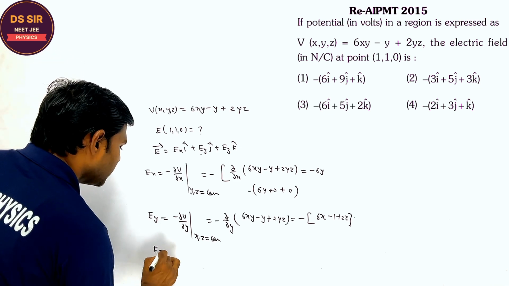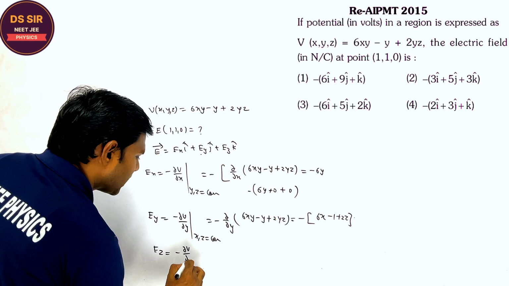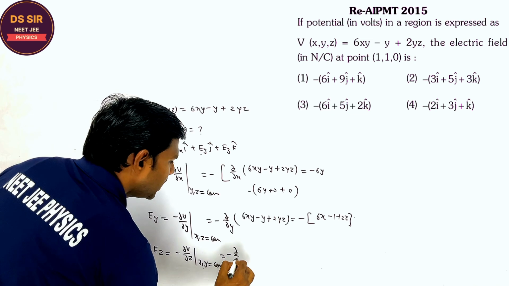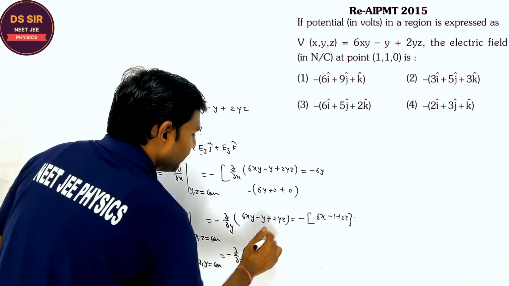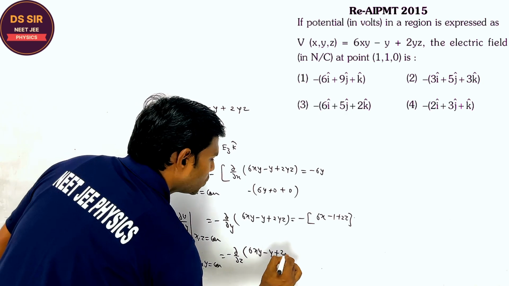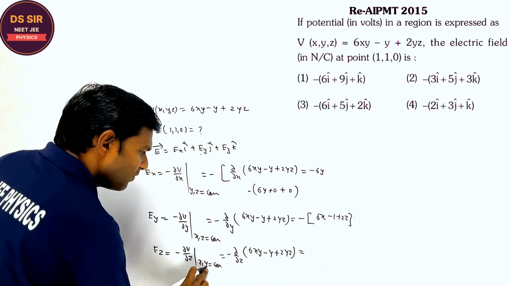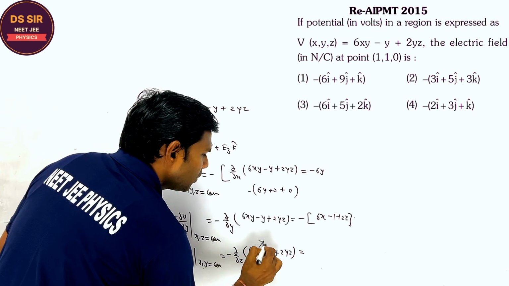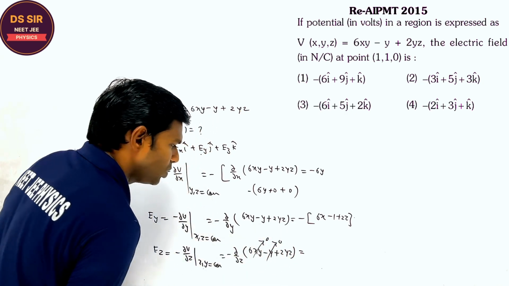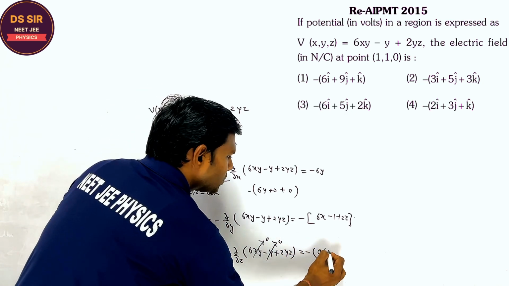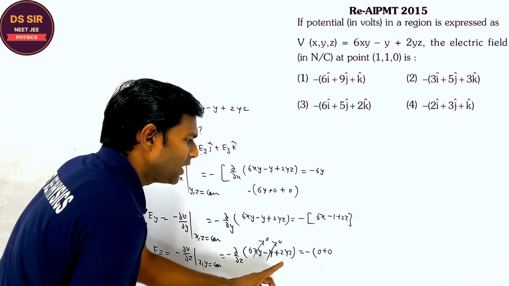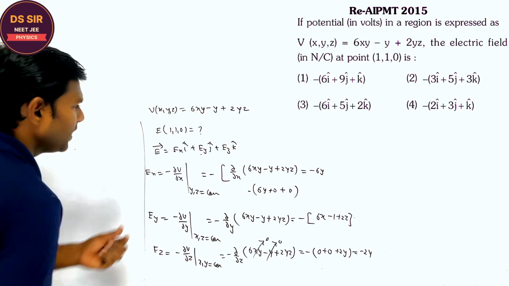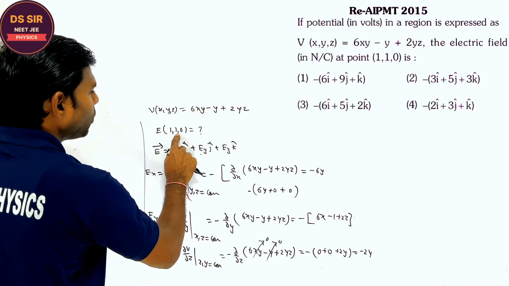Now in the same way the Ez component: you find the partial derivative of v with respect to z such that x and y are constant, so minus del upon del z of 6xy minus y plus 2yz. Here x and y are constant, so 6xy is constant and its differentiation is 0, the minus y is constant, its differentiation is also 0. The differentiation of z is 1, and 2y is constant, so plus 2y, so it is equal to minus 2y.